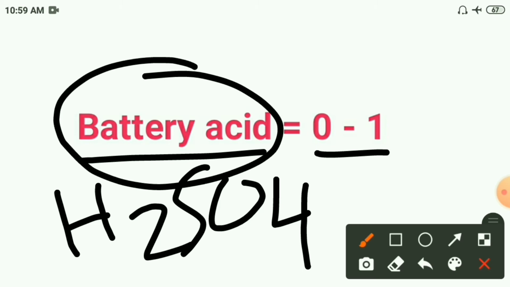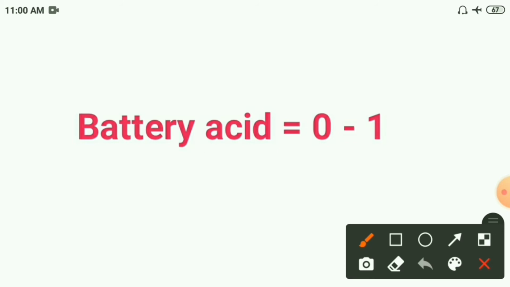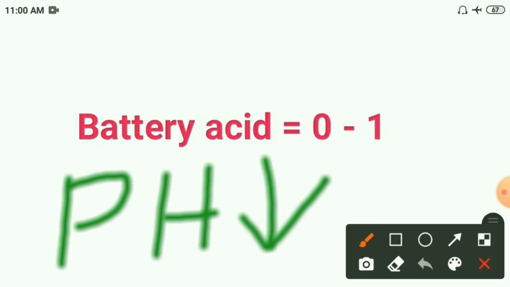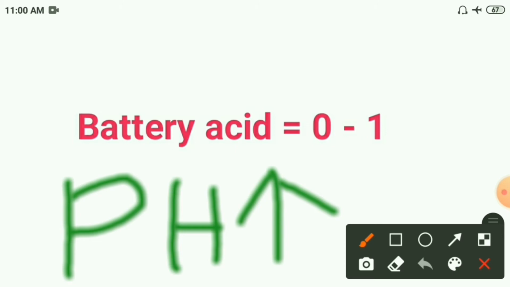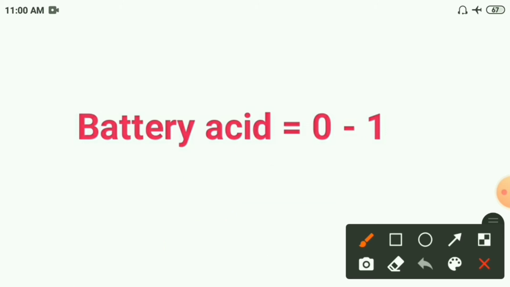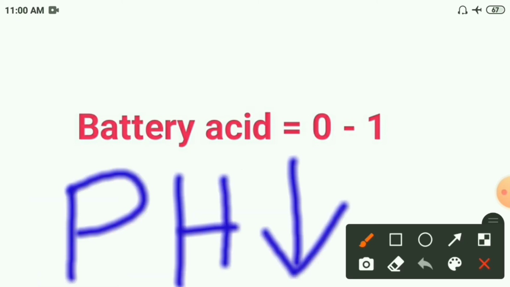Battery acid has a pH value between 0 and 1, so it is a strong acid. If the pH value is less, it is a strong acid. If the pH value is more, it is a weak acid. In the same way for bases, if the pH value is more, it is a strong base, and if the pH value is less, it is a weak base.